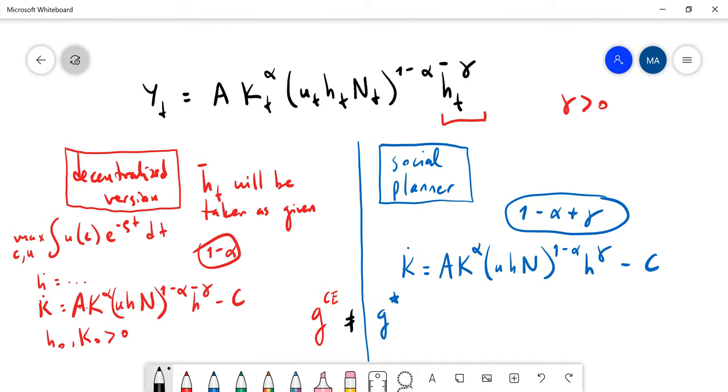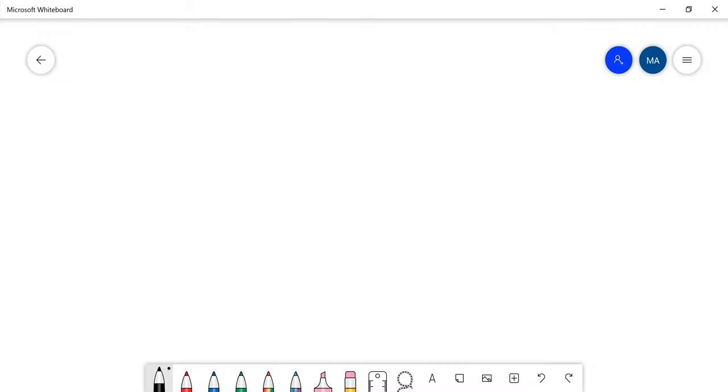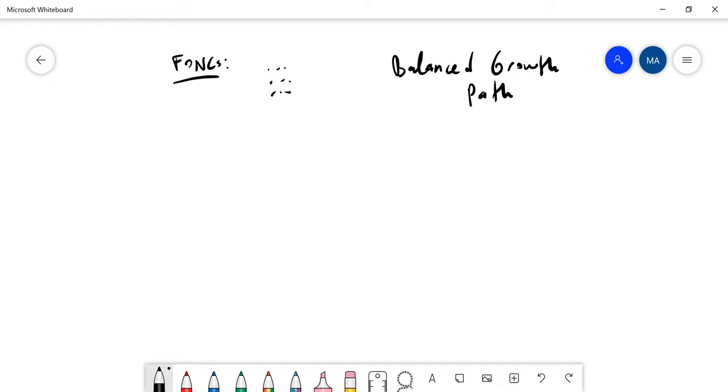Now I'm not going to spend so much time on how to solve these things, but let me remind you of one thing. In the Lucas model, you derive the first order necessary conditions. Then you impose the assumption of a balanced growth path. So you may want to characterize an equilibrium where these growth rates are fixed.